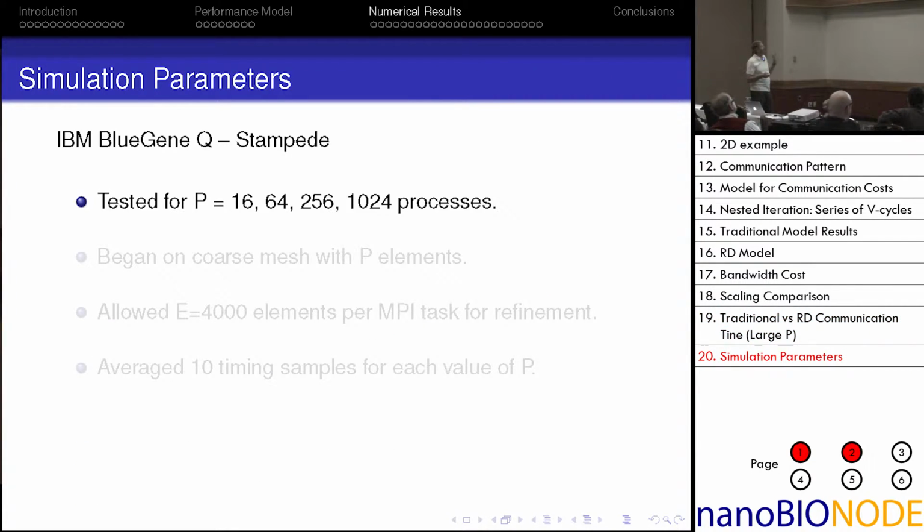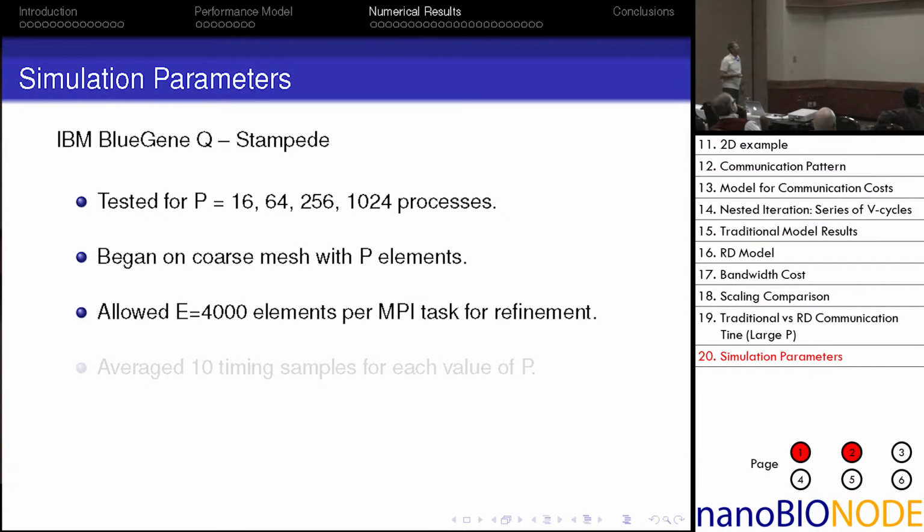So we did some tests from 16 to 1024 processors, beginning with a coarse mesh with P elements, where P is the number of processors. So we solved it there, distributed the error, and for the pictures I'm going to show you, we're going to assume it was equal to begin with, because it's just easier to see. We allowed E to be about 4,000 elements per processor, so this is bigger than that by a factor of 4. That's about all you need, about 4.